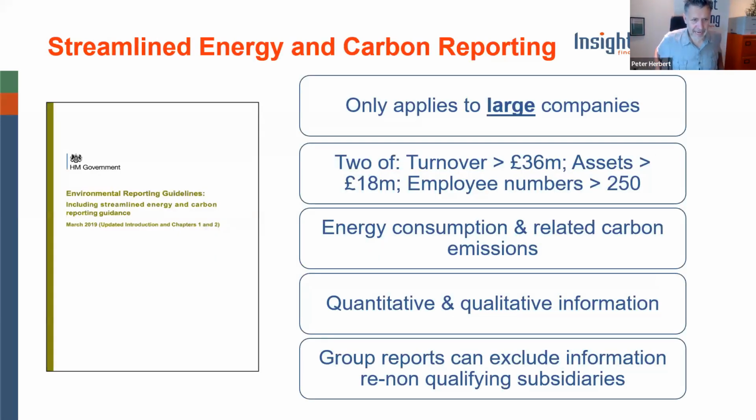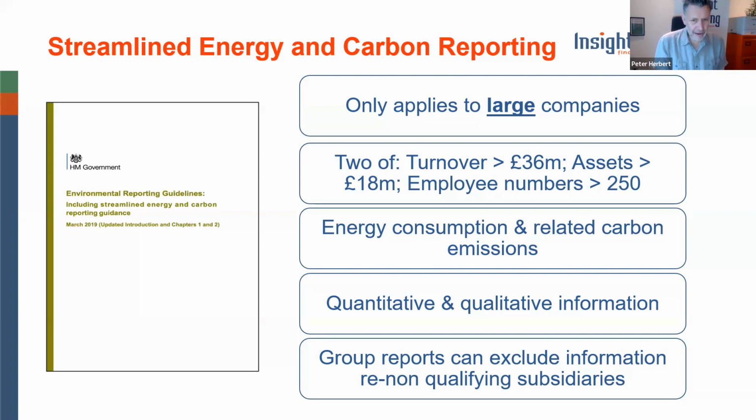Okay, let's start off then with SECR, Streamlined Energy and Carbon Reporting. Yeah, this has been around since periods commencing 1 April 19, so 31st of March 20 year ends. And as I'm sure a lot of you will know, fundamentally 4 things we have to disclose in the director's report effectively for a company which is large: energy consumption, related carbon emissions, an intensity ratio, and then information on initiatives to improve energy efficiency.